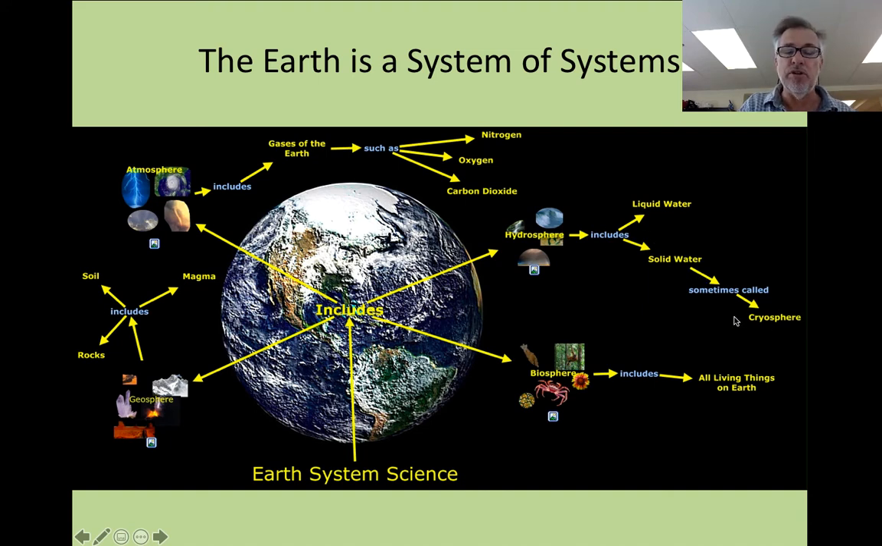That's a word I've never heard. You can forget that one. Well, it's a cool word. Memorize it, but it's not going to be in this course. And then over here we have the geosphere, which includes soil, rocks, and magma, three different forms of solid material. And then finally the biosphere, which includes all living things on Earth. So here's somebody's idea of the Earth as a system of systems with four major systems in it.